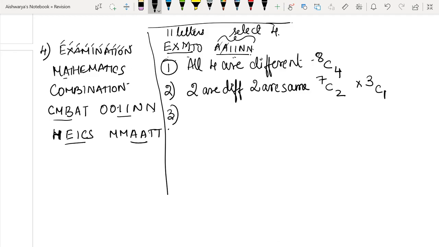Now 2 same plus 2 same, that will be nothing but from 3 I take 2. From the 3 pairs I select 2 pairs. So AAII, that will come here. Are we clear with this?